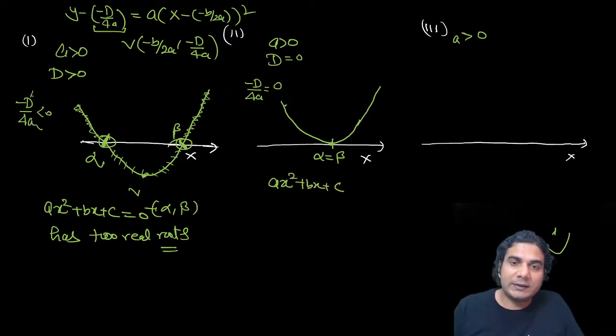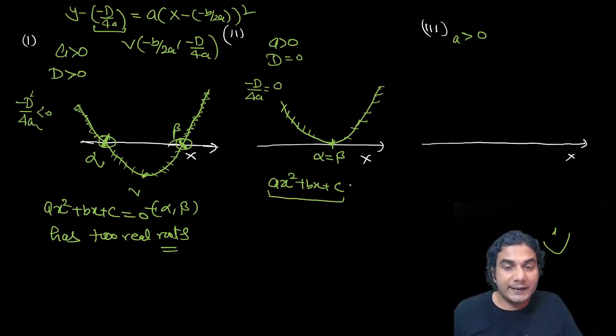And also you can say that ax square plus bx plus c, you can see this graph is always above the x-axis. That means the y coordinate is always positive or 0 for this point. And what is the y coordinate? This is the y coordinate only, ax square plus bx plus c. So you can say this expression will be more than or equal to 0 for all x.